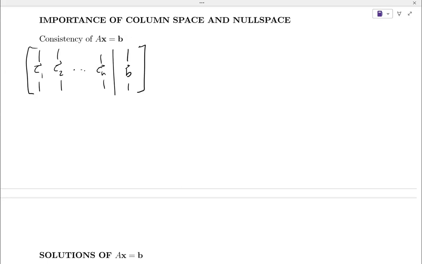What's going to happen if this is inconsistent? If you put this in reduced row echelon form, what are you going to see at some point if it's inconsistent? We're going to see a row of zeros where? Okay, so it'll be, but if it's going to be inconsistent, what do I also need?